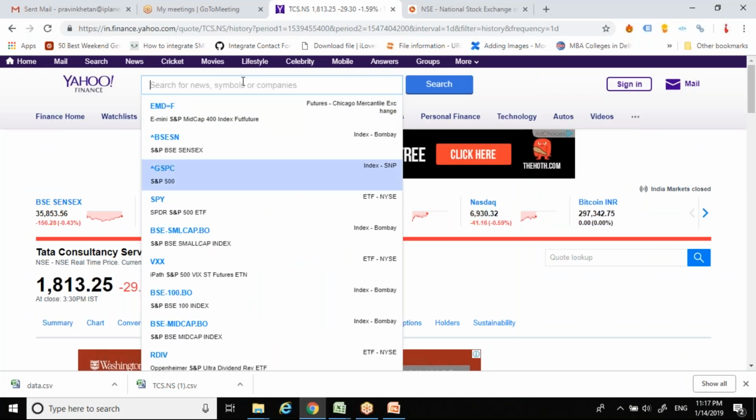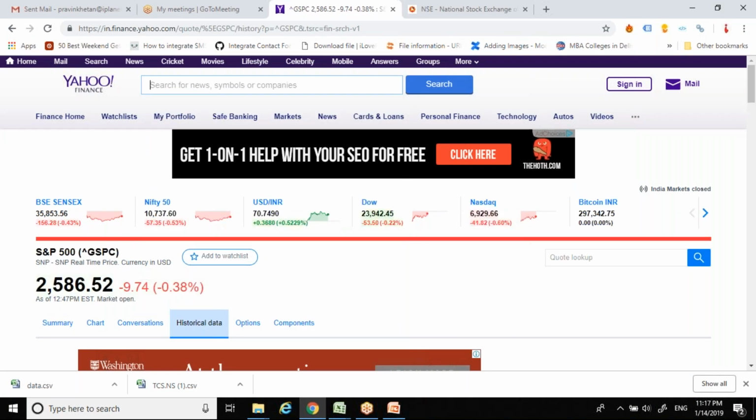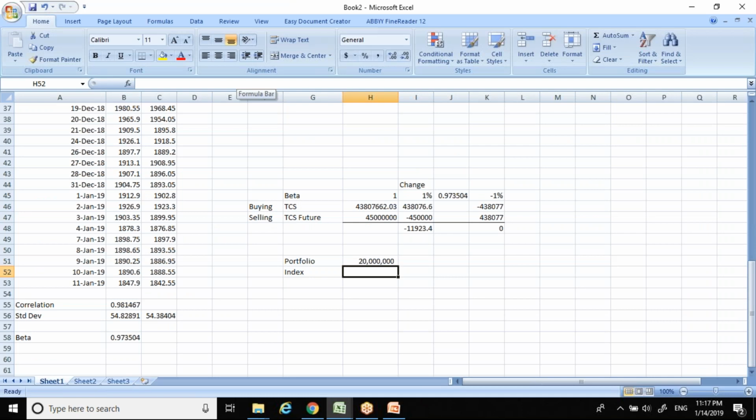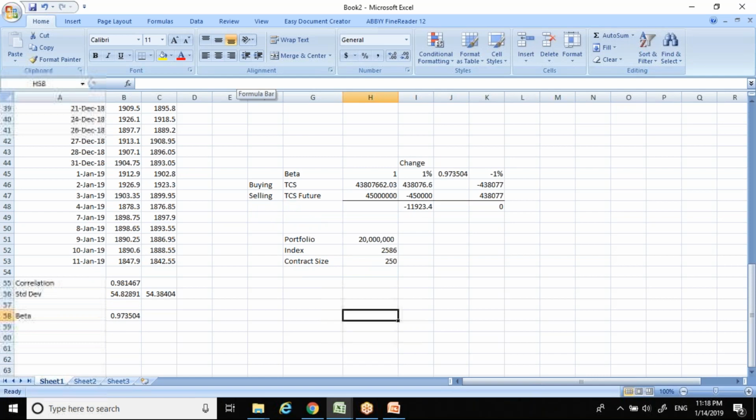S&P 500. Now this is trading at 2586. So the index is trading at 2586, and the contract size for the S&P is 250. The size of the lot is 250 for the S&P 500 index. So how many contracts do I need to short to hedge my position, or long to hedge my position?